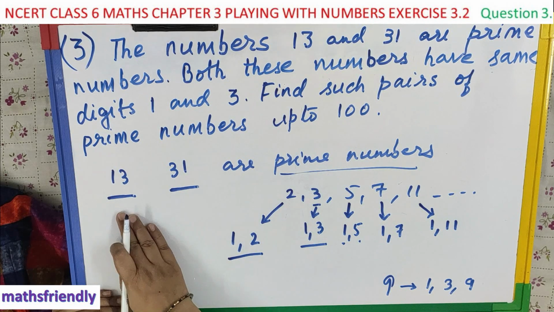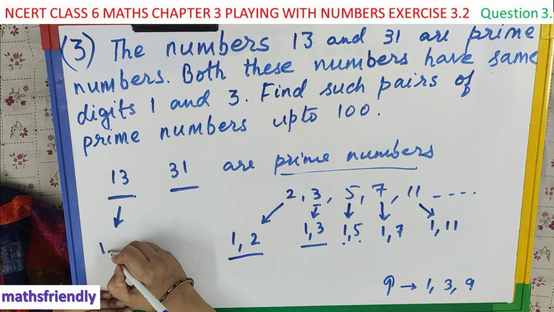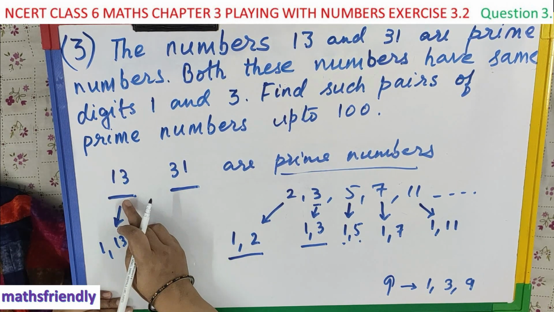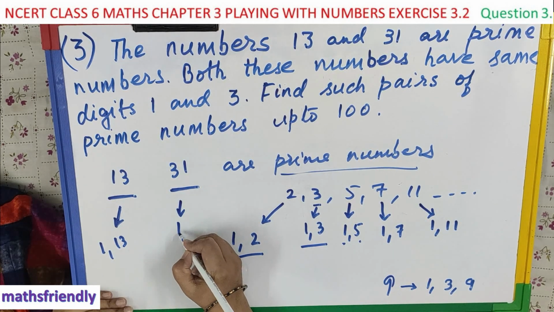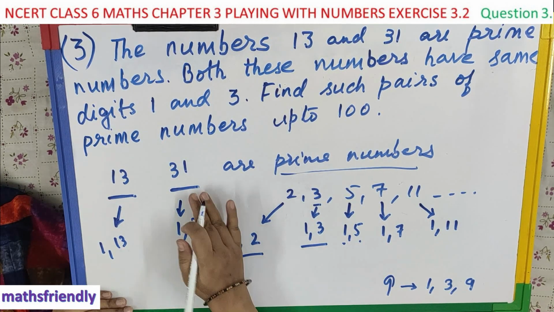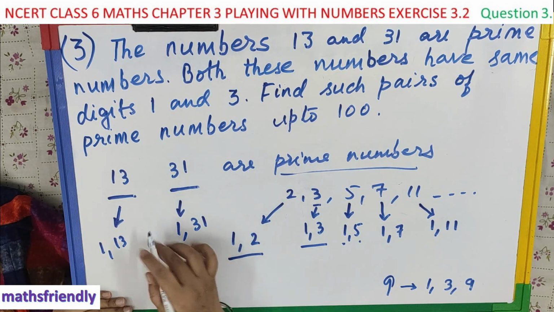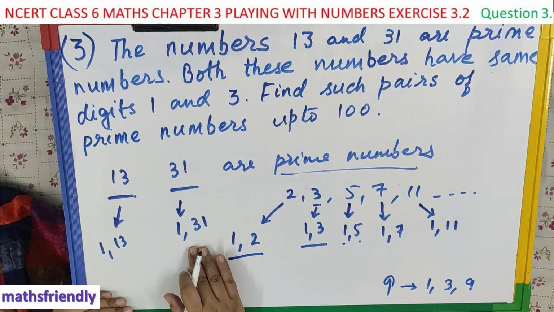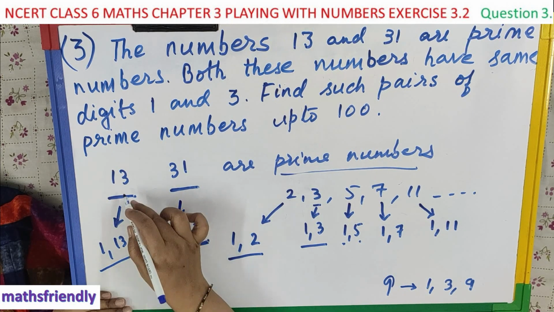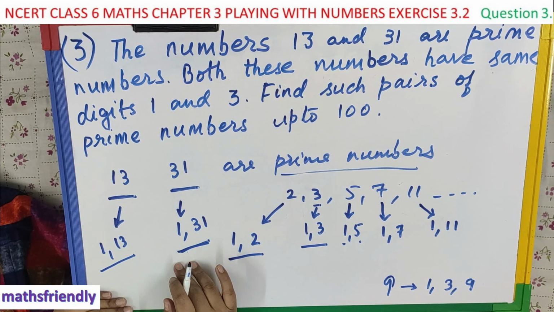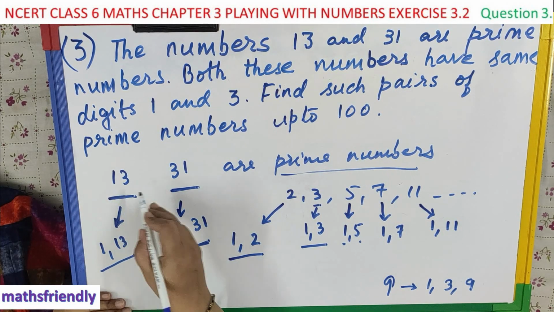These are 2 prime numbers because 13 comes in 1's table and 13's table, and does not come in any other table. This also comes in 1's table and 31's table, and does not come in any other table. So both of these numbers are prime numbers, which means each has only 2 factors. These two numbers have the same digits.